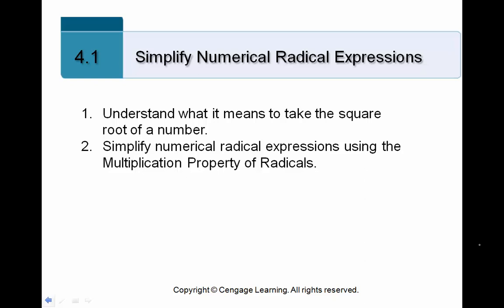Section 4.1, Simplify Numerical Radical Expressions. In this section, you will understand what it means to take the square root of a number, and you will simplify numerical radical expressions using the multiplication property of radicals.